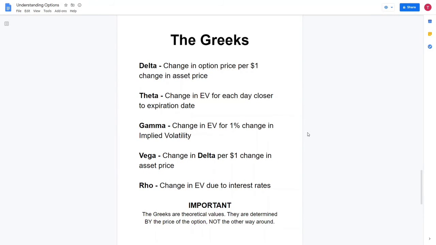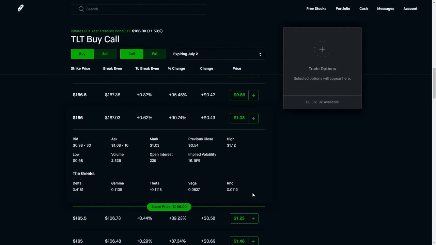The biggest mistake you can make when trading options is assuming that these Greek values will tell you exactly what's going to happen to the option price. The market is what determines the price of an option, not the Greeks. Here's an example of the Greeks given in Robinhood. It's not critical that you understand the relationship of the Greeks to the option's price in order to trade options, but they are incredibly useful for minimizing your risk and finding successful strategies.